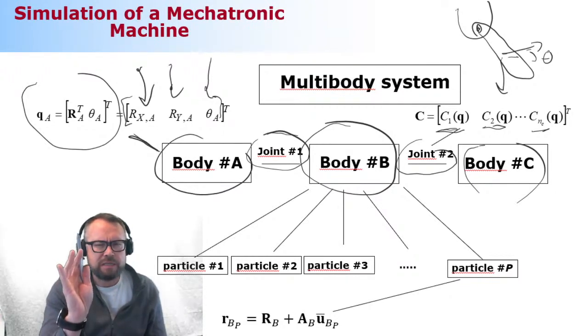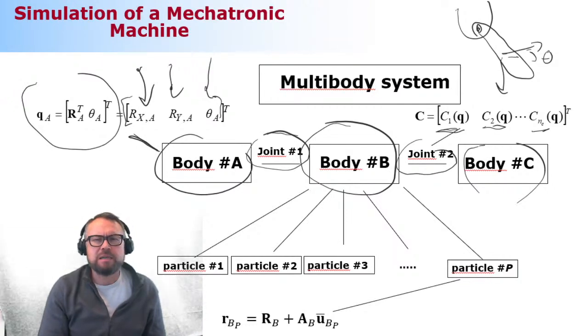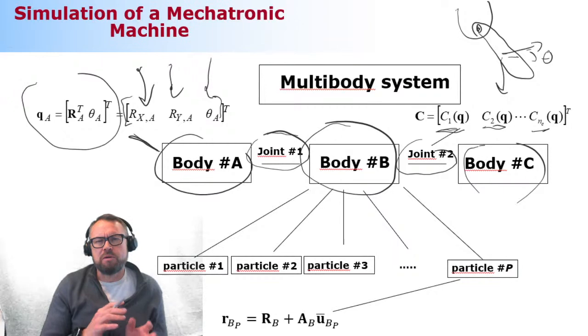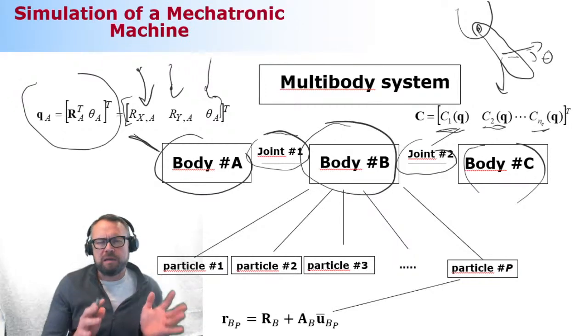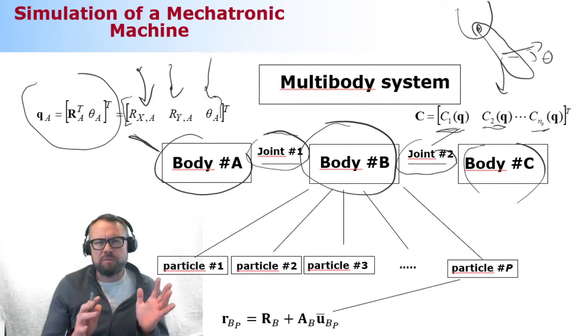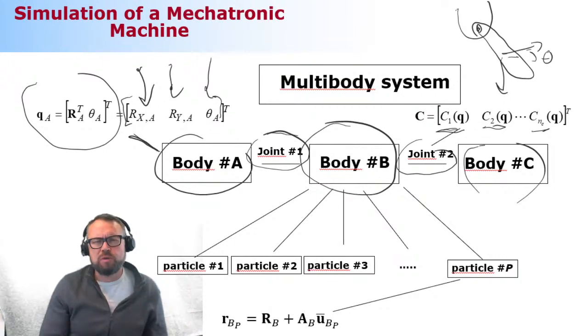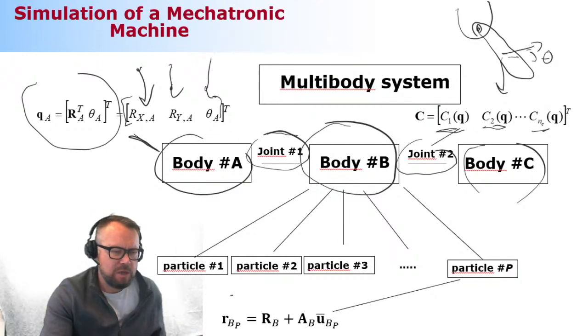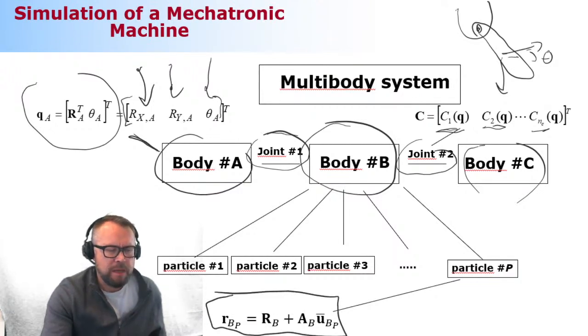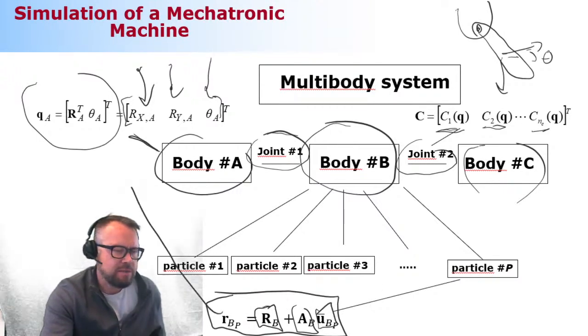Now, here comes the next lesson. Each body, A, B, and C, actually consists of an infinite number of particles. And the dynamics is all about the particles. So we are describing the particles' location with respect to the global coordinate system. How do we do that? We do that with this equation that we are very much familiar with. So we have first the translation of the body reference coordinate system, then a rotation of the body coordinate system, and vector u bar, and generalized coordinates.